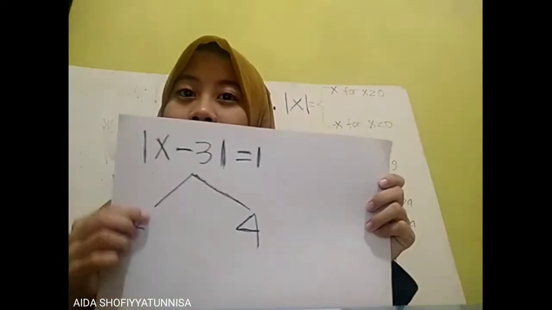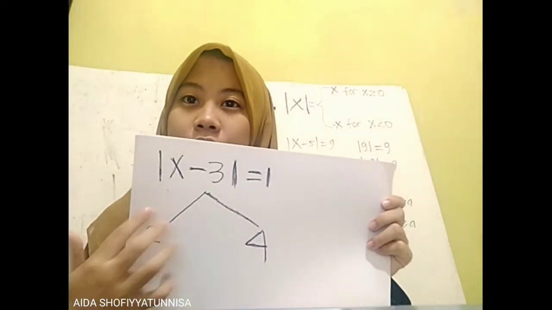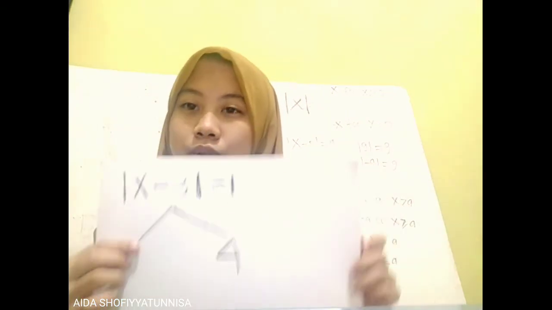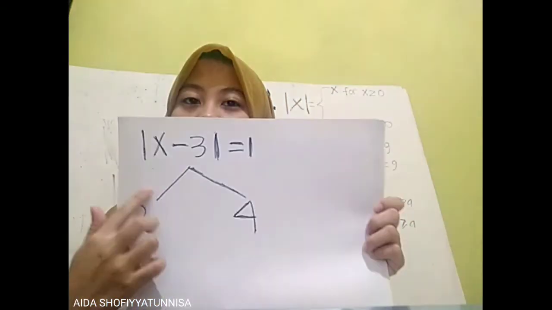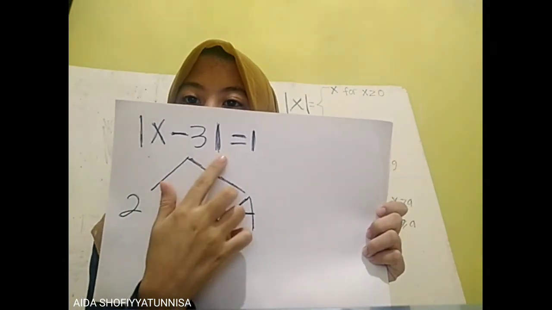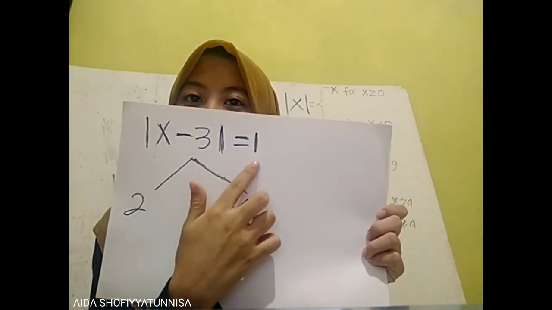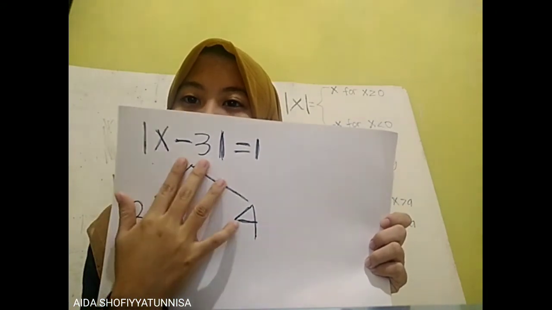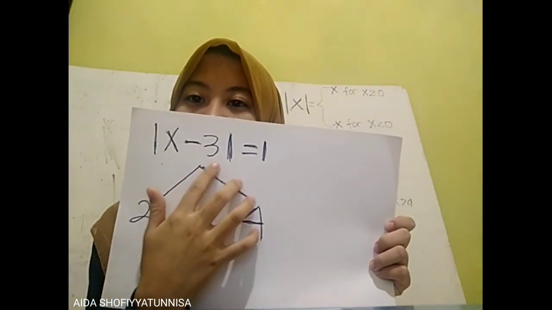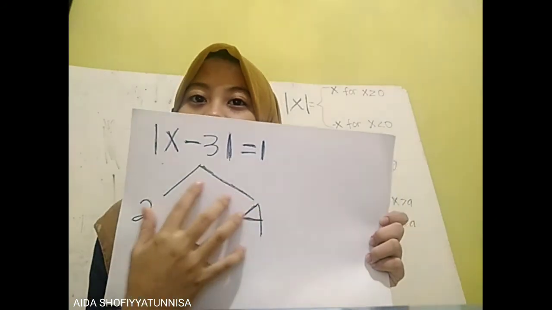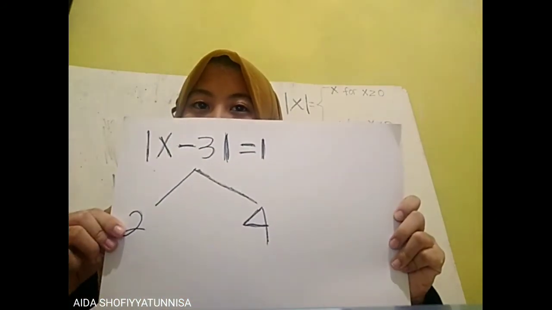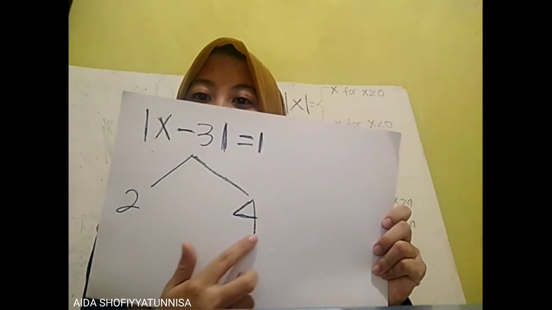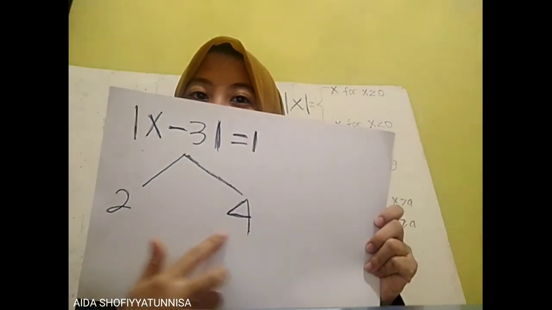To determine the fastest time and the longest time, we just need to solve the absolute value equation. Square the two sides of the equation. Absolute x minus 3 is 1. So we have the answers 2 and 4. So the fastest time record of the student working on the problem is 2 minutes and the longest time is 4 minutes.